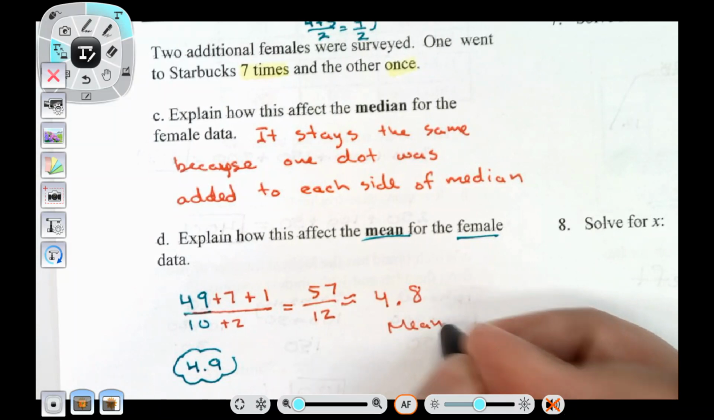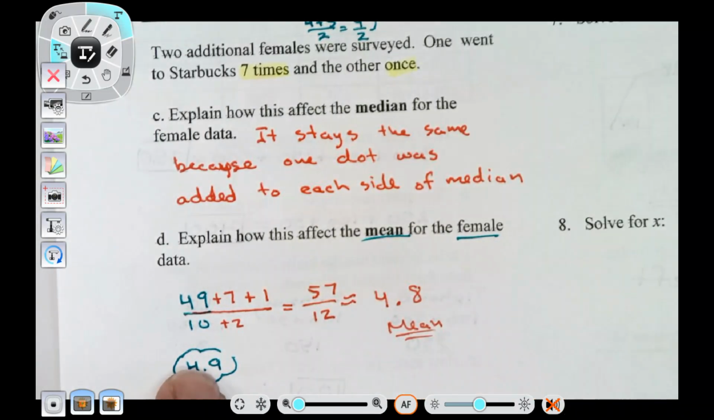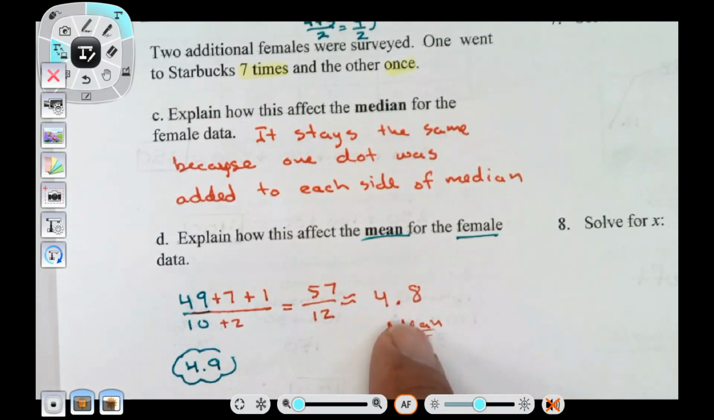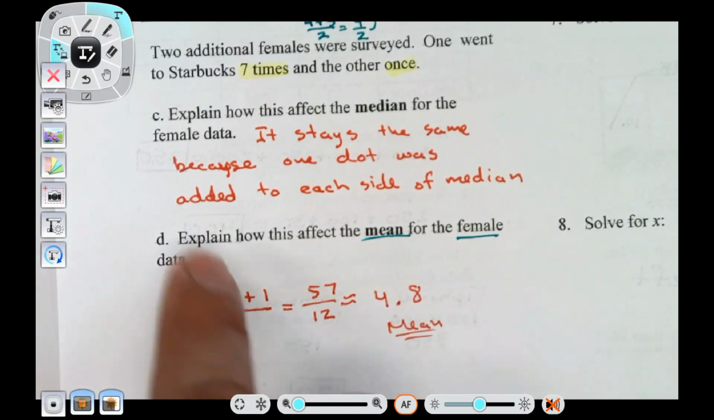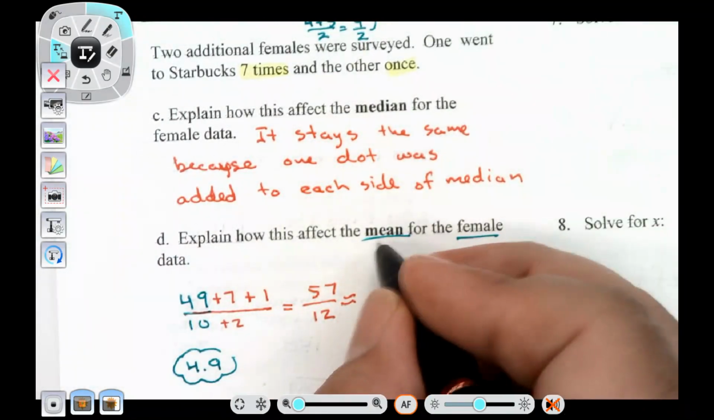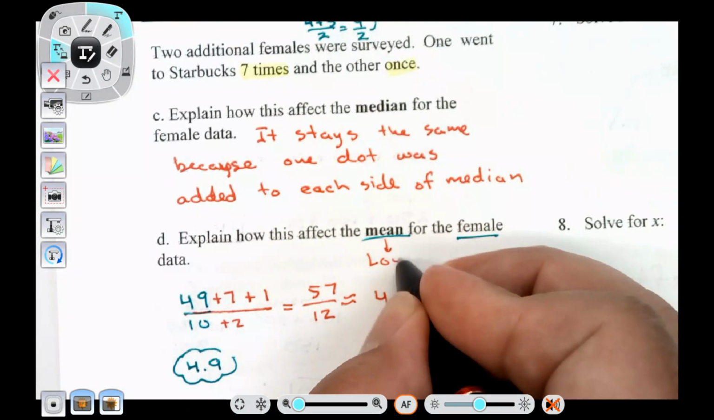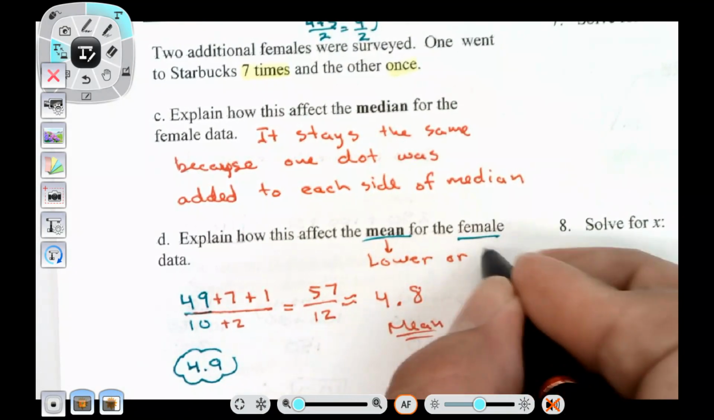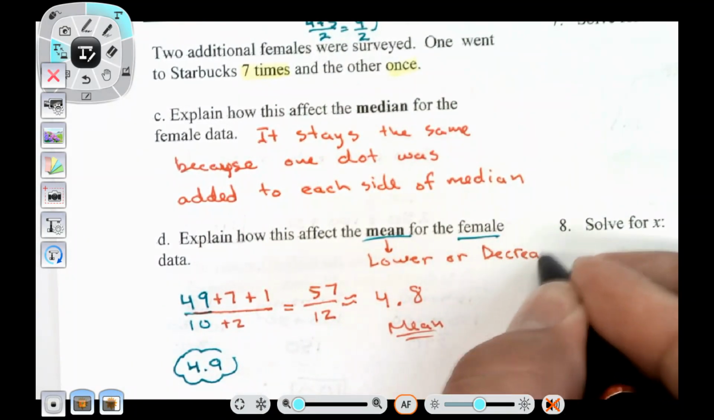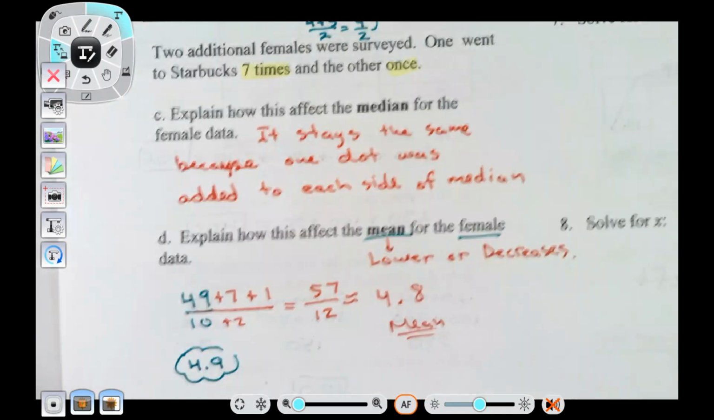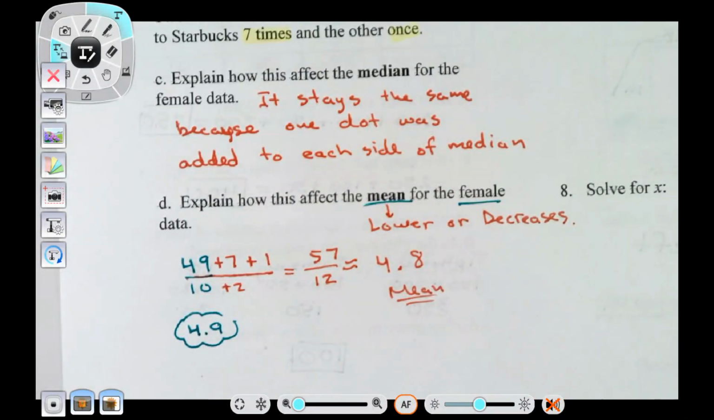And if you notice, the original was 4.9. Now the new one is like 4.8. So then what do we say? Explain how this affected the mean. It's lower. Or you could say decreases. And then that's it. Remember, this test is going to be heavy on vocabulary. That's why you have to use your words well as much as possible.